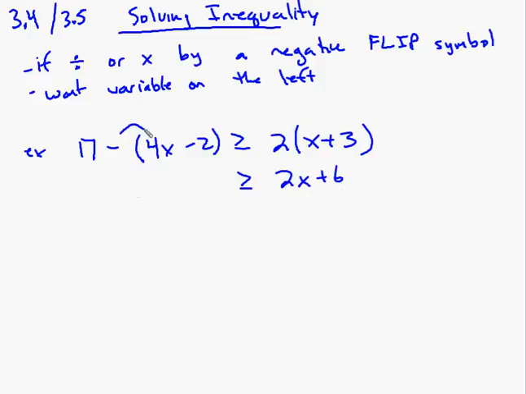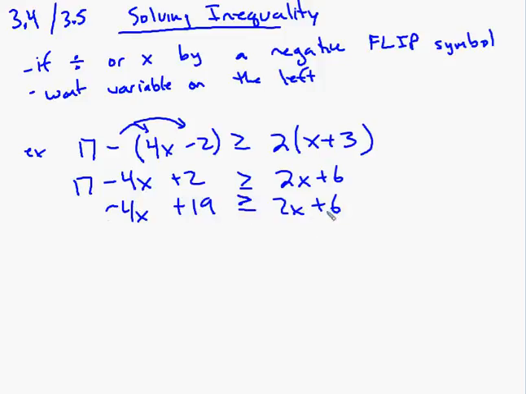And now I need to distribute this negative. Make sure it applies to everything. What should we do next? Do 17 plus 2. Yes. So I'll get negative 4x. So just copy that down, and 17 plus 2 is 19. Now what? Subtracting it. Yeah.